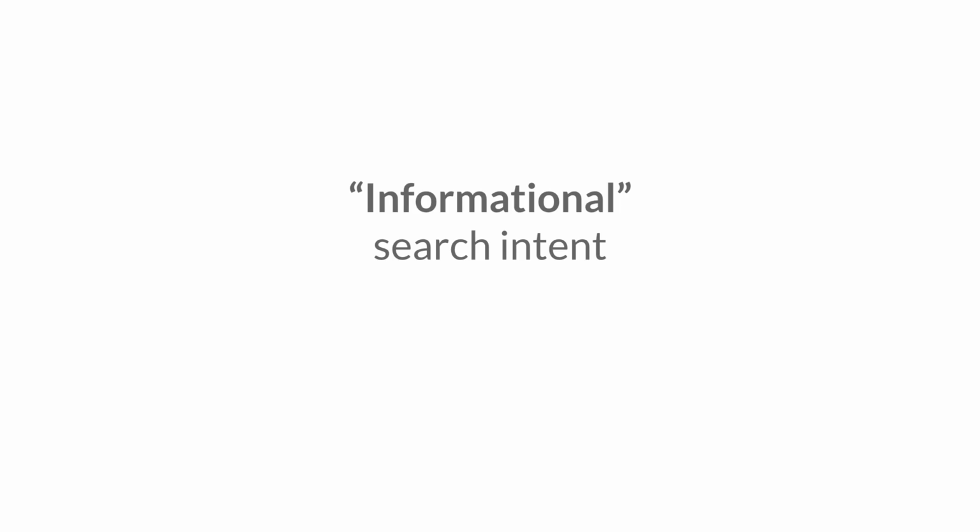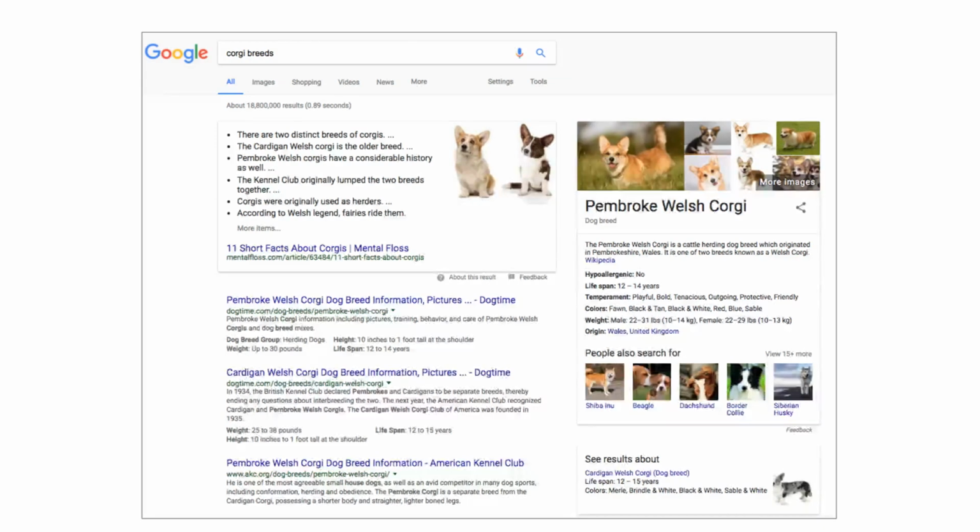The first one, and the most common one, is called informational search intent. Let's look at a search engine result page that shows informational search intent. Okay, so here we've run a query for corgi breeds. This is a very excellent example of an informational search. In an informational search intent query, what we see is just information about a particular topic. Here we've asked about corgi breeds. The search engine has returned results that talk about facts about corgis, information and pictures.